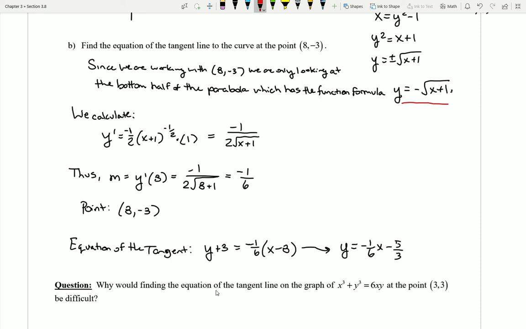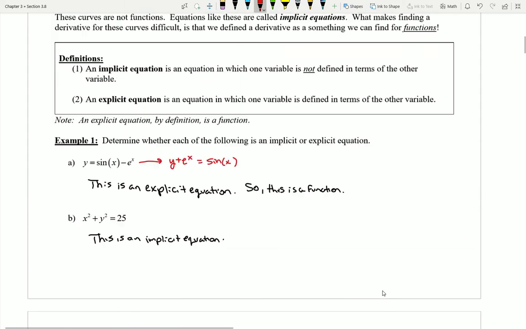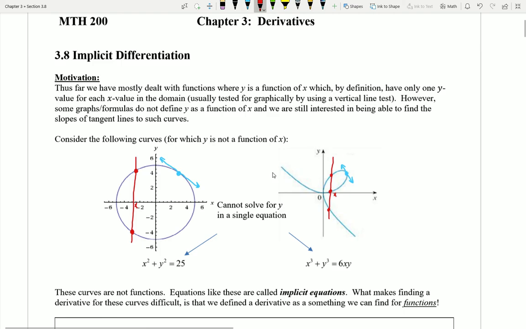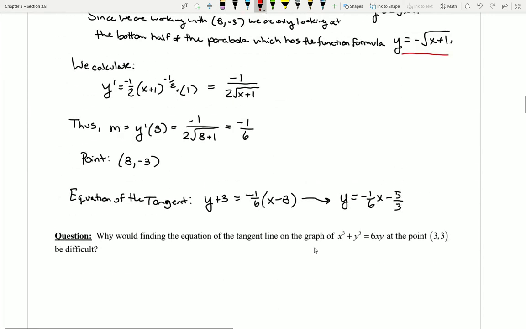Why would finding the equation of a tangent line on this graph, which you'll actually notice is the exact same graph that we were working with up here at the beginning. So this is kind of a loop-de-loop graph. But why would that be difficult to do at the point (3, 3)? I mean, couldn't we just take the same exact approach, right?